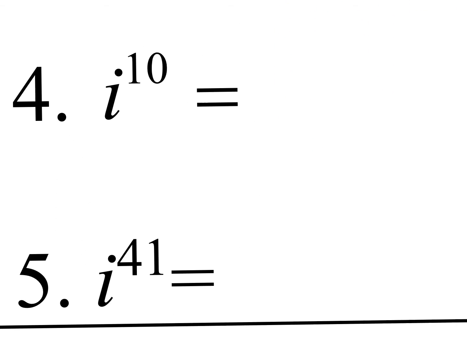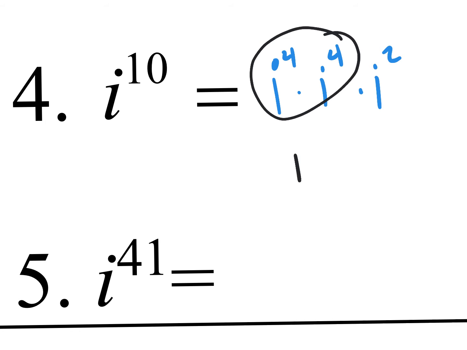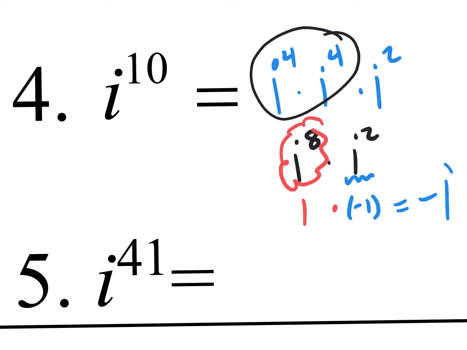How about i to the 10th? Yeah, you got 2 4s and 2 leftovers, right? So you got i to the 4th times i to the 4th times i to the 2nd. Or you could have said, if it's divisible by 4, you could have said i to the 8th times i to the 2nd. We know i to the 8th, or anything divisible by 4, that's just going to be a 1, right? And 1 times this i squared, which is a -1, that's going to be -1 as your answer.